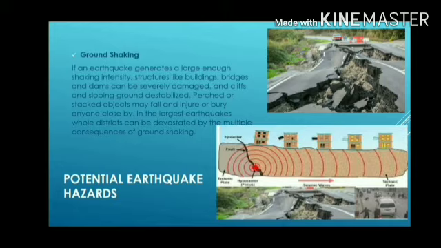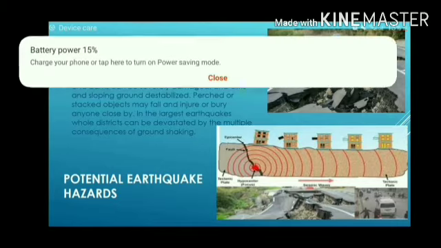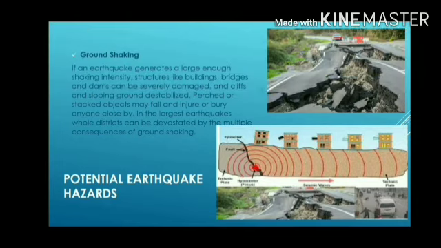So, ground shaking. If an earthquake generates a large enough shaking intensity, structures like buildings, bridges, and dams can be severely damaged, and cliffs and sloping grounds destabilize. Perched or stuck objects may fall and injure or worry anyone close by. In the largest earthquakes, whole districts can be devastated by the multiple consequences of ground shaking.